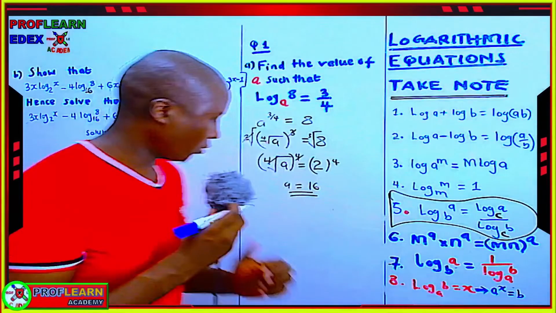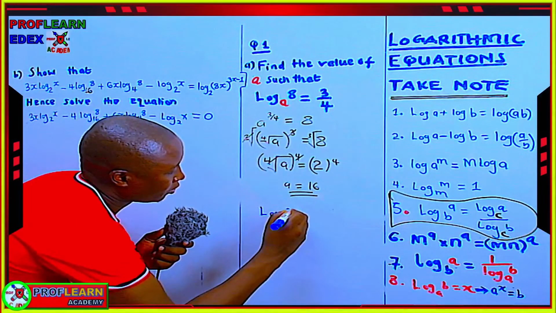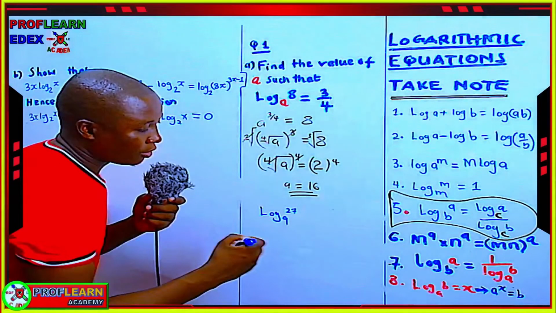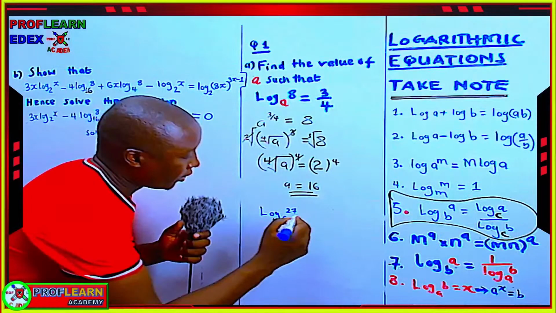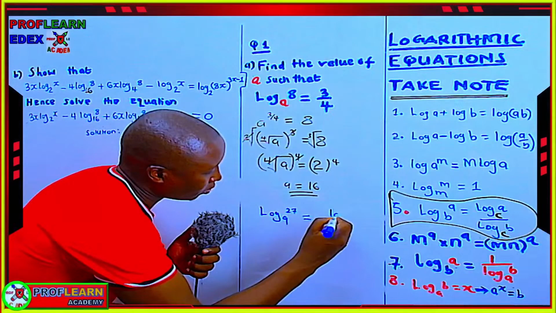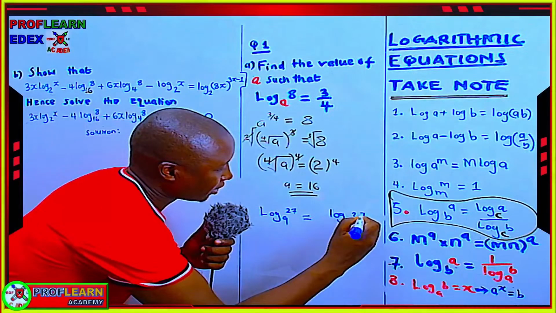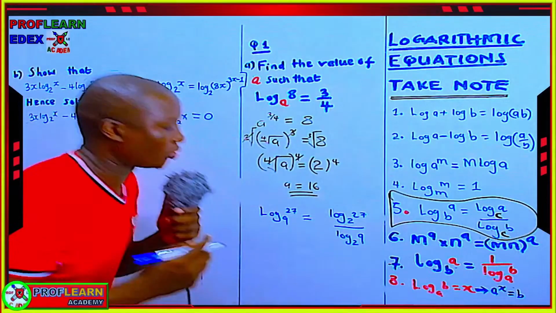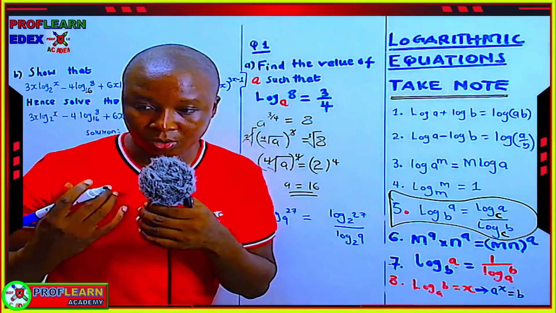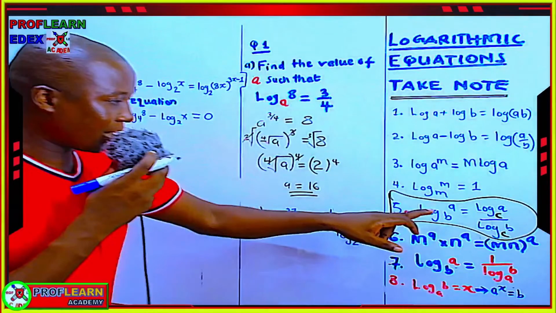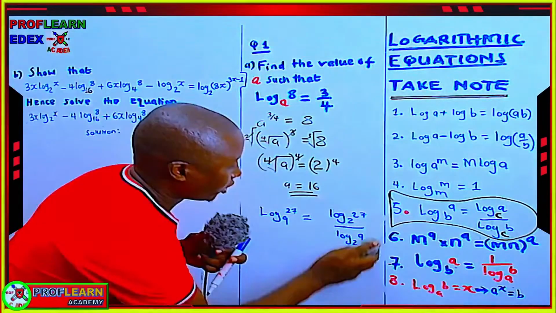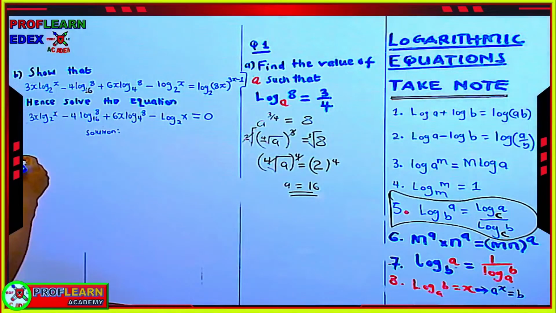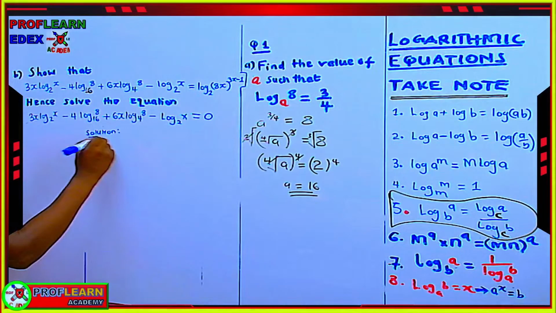So for instance, if you are having log 27 base 9 and you want to express this to the base of 2, you are going to say this is going to be equal to log 27 over log 9, then you introduce the base of 2 that you want to introduce. Basically, that is how you use this equation rule number 5.